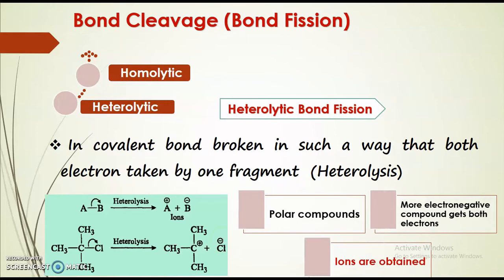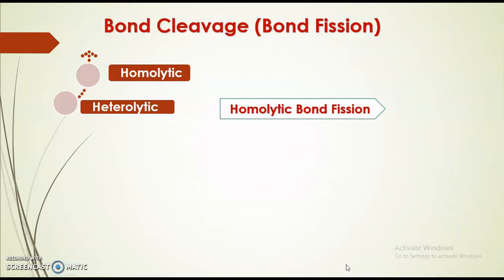And what are the characteristics of heterolytic fission? It usually occurs in a polar bond, and the more electronegative atom gets both electrons. And what are the products usually obtained after heterolysis? Ions are obtained.